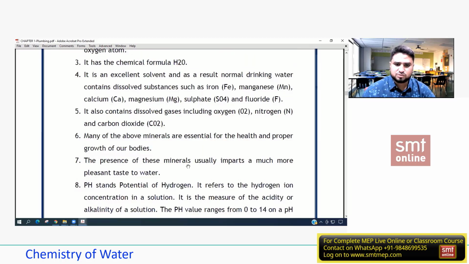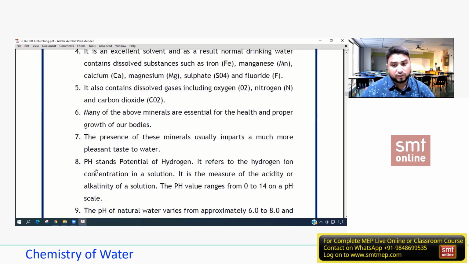Now, the presence of these minerals usually imparts a more pleasant taste to the water. When you have a sufficient amount of these minerals and gases, it has a more pleasant taste in the water. When you sip it, you can feel it. Now, not all waters will have the same amount of minerals or the same amount of gases dissolved, because the types of water will be different from one region to another. We'll come to that later on.